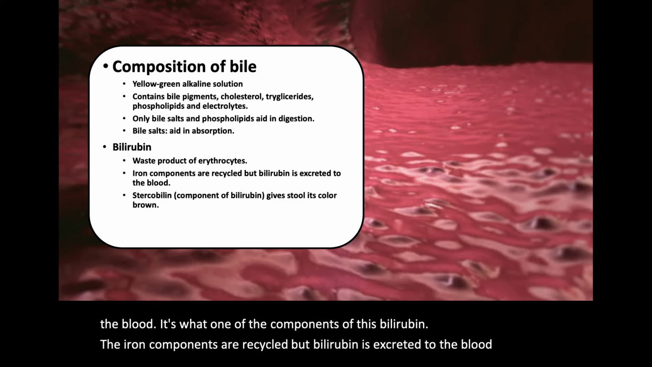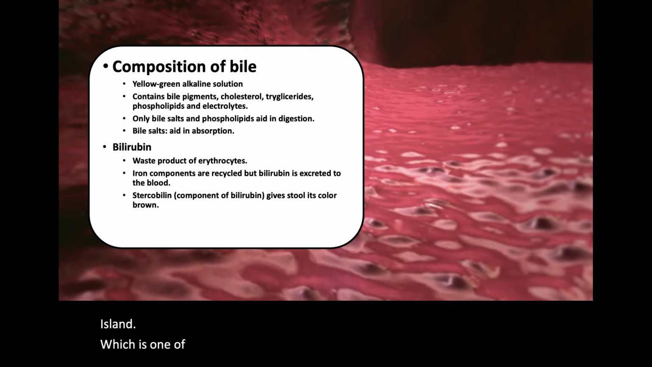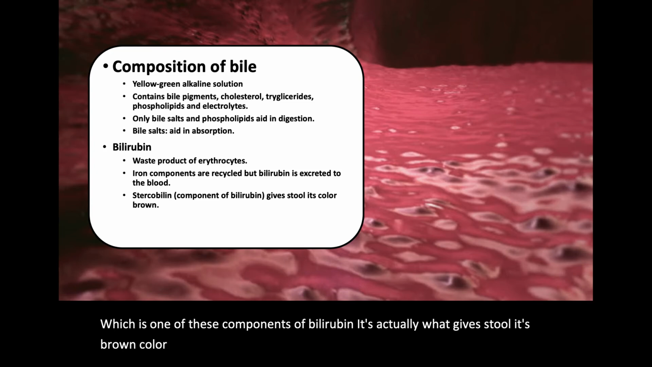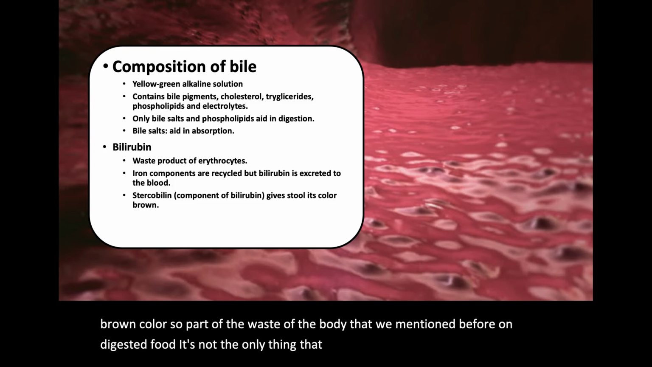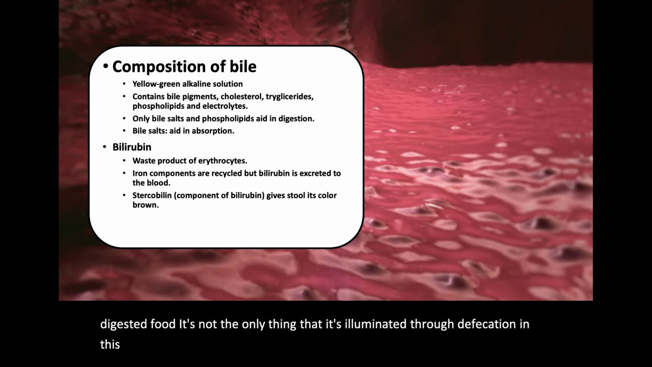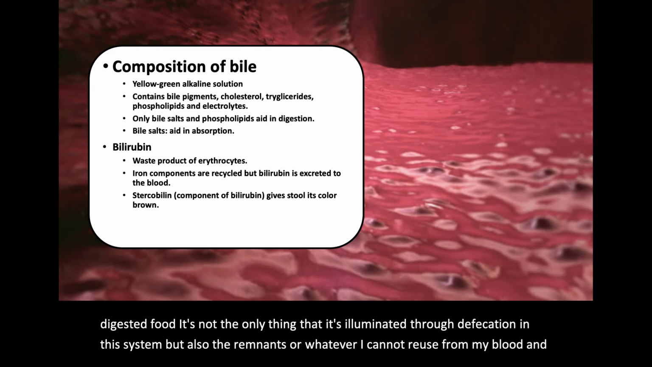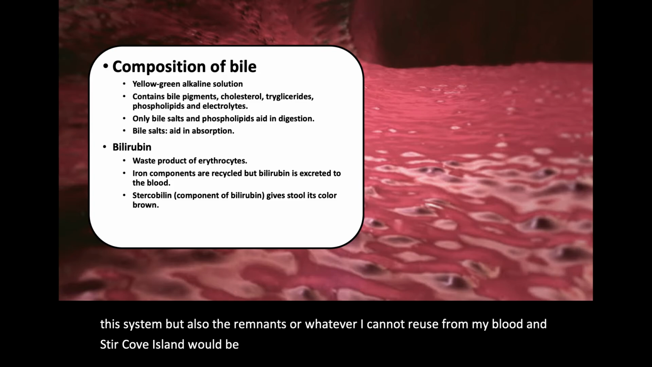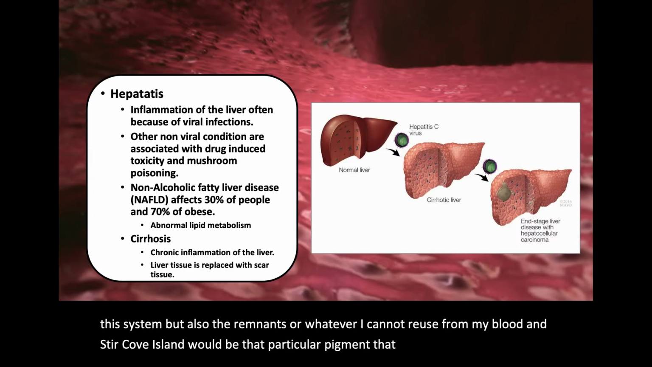Stercobilin, which is one of the components of bilirubin, is actually what gives stool its brown color. So part of the waste of the body that we mentioned before, undigested food, is not the only thing eliminated through defecation in this system, but also the remnants of whatever I cannot reuse from my blood. And stercobilin would be that particular pigment that gives stool its brown color.